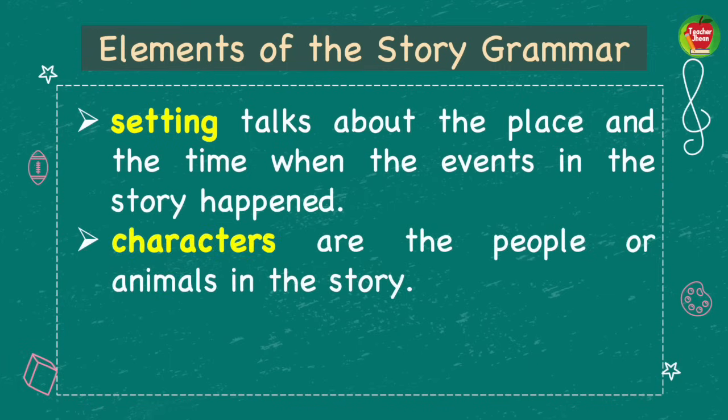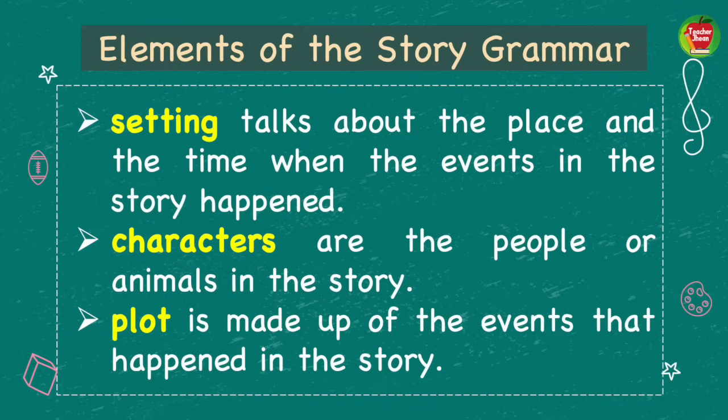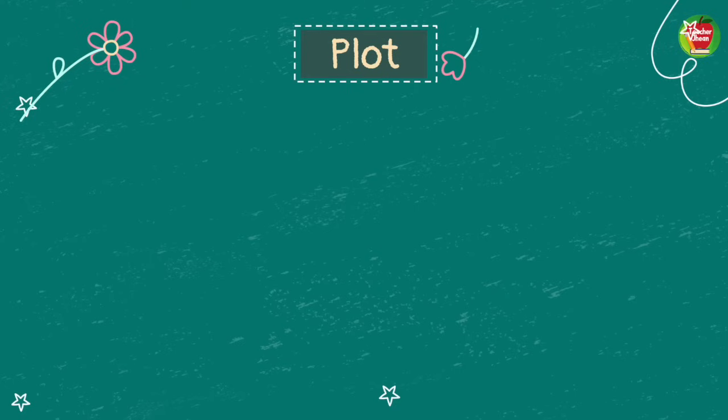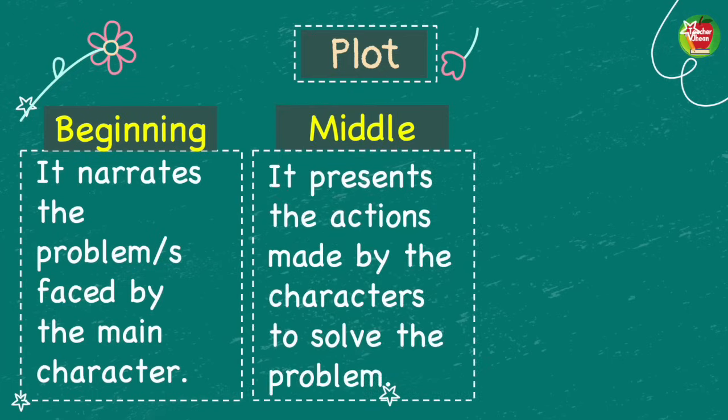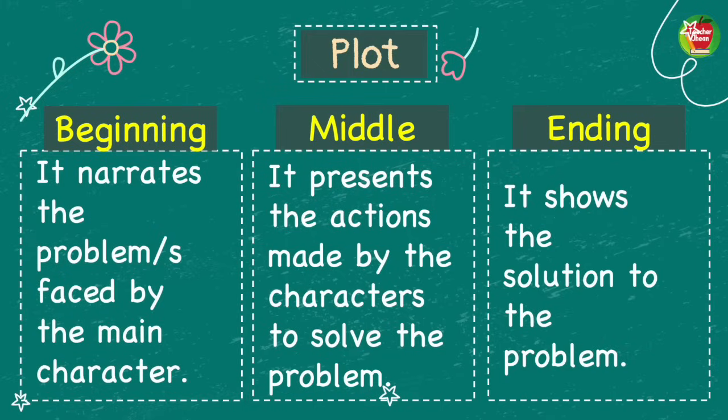The characters are the people or animals in the story. And the plot is made up of the events that happened in the story. Now, there are three parts of the plot. The first one is the beginning. It narrates the problems faced by the main character. The middle presents the actions made by the characters to solve the problem. And the ending shows the solution to the problem.